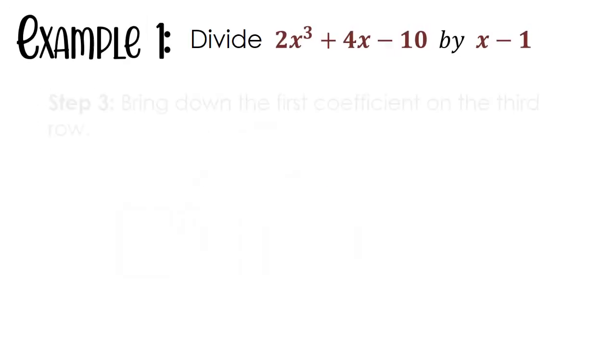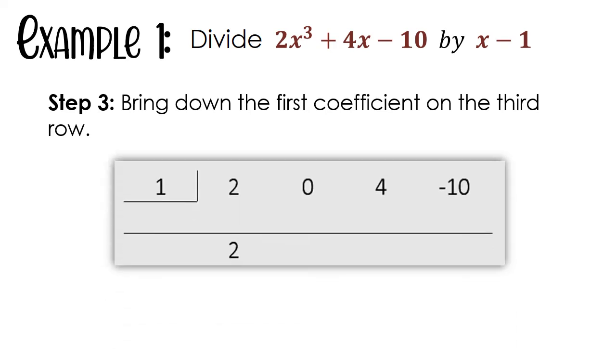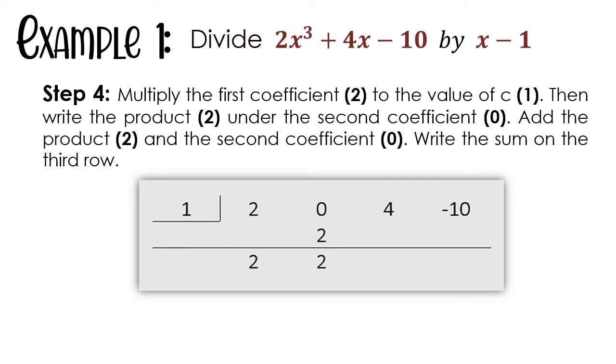Step 3 is to bring down the first coefficient on the third row. Since our first coefficient is 2, bring down 2. Our next step is to multiply the first coefficient, which is 2, to the value of c, which is 1. So 2 times 1 is equal to 2. Write the product under the second coefficient, which is 0.